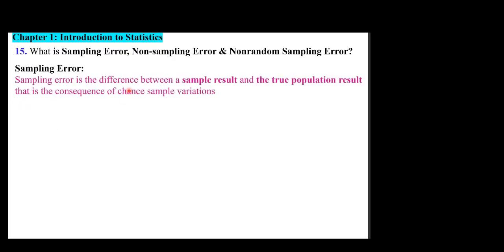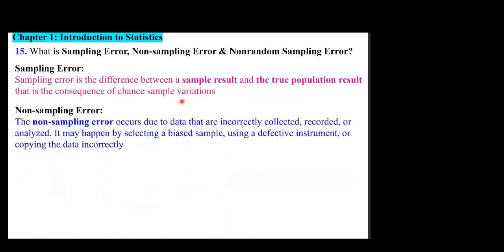Sampling error is the difference between the sample result and the true population result that is the consequence of chance sample variation. Non-sampling error occurs due to data that are incorrectly collected, recorded, or analyzed. It may happen by selecting a biased sample, using a defective instrument, or copying the data incorrectly.